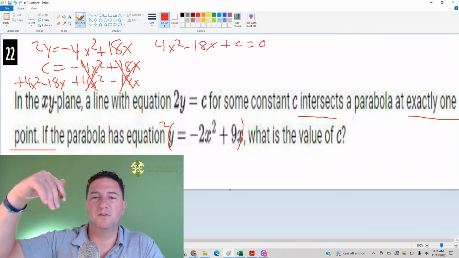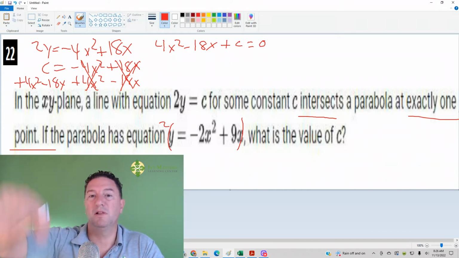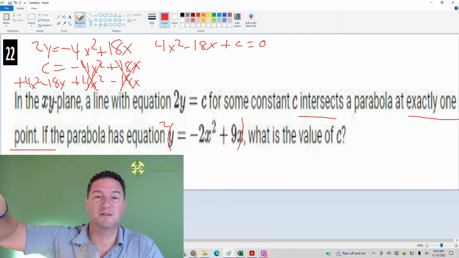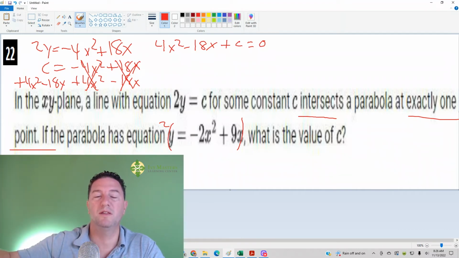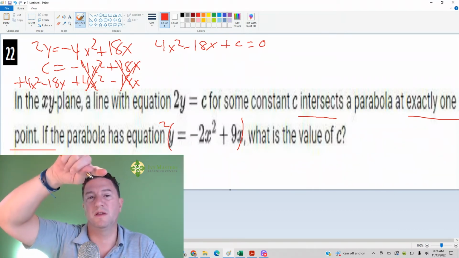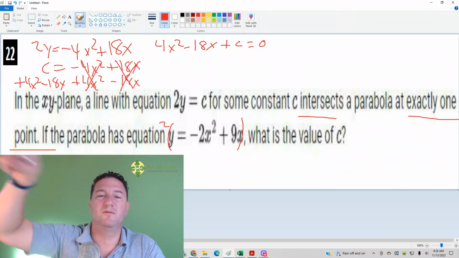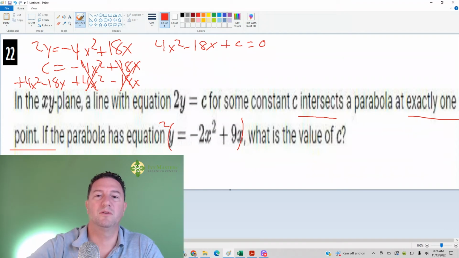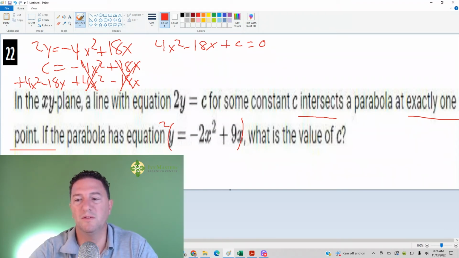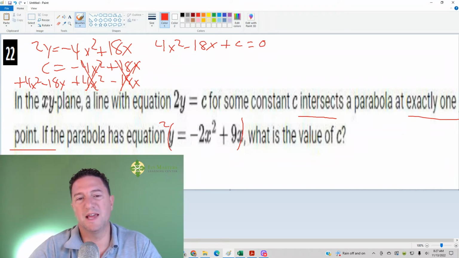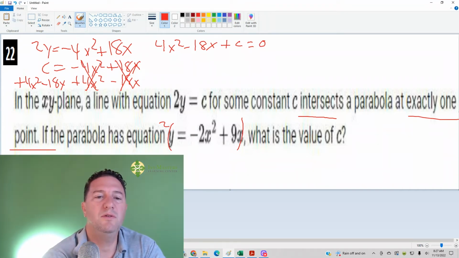But again, in the quadratic formula, the plus or minus is outside the root. Let's say you've got a positive 4 inside that root, and you've got a 5 on the outside. Then the square root of 4 is 2, and then you've got 5 plus 2 and 5 minus 2. So 7 and 3, you've got two different answers. So anyway, since it intersects a parabola at exactly one point, we're going to use our b squared minus 4ac.